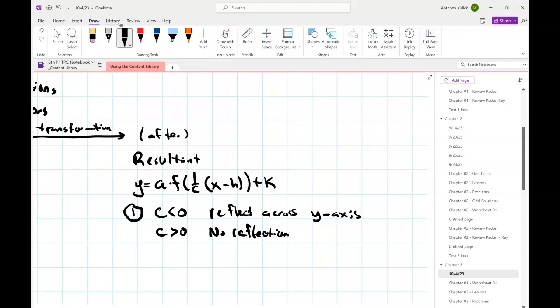And c can't equal 0. Why can't c be 0? Because it's in the denominator of a fraction is a great answer. Yep. So c is going to control reflections left and right. Is everybody okay with that? Reflecting across the y-axis is a left and right reflection. Everybody's okay? Well, c does something else.